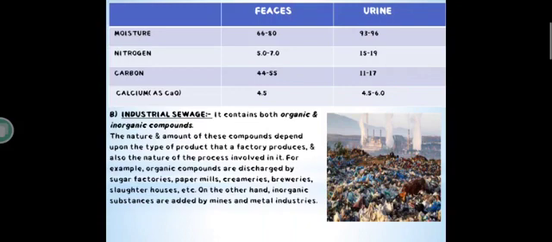Then comes industrial sewage. It contains both organic and inorganic compounds. The nature and amount of these compounds depend upon the type of the product that a factory produces and also the nature of the process involved in it. For example, organic compounds are discharged by sugar factories, paper mills, creameries, slaughterhouses, etc., while the inorganic substances are added by mines and metal industries, that may come from acids and metals that are attached in the salts.